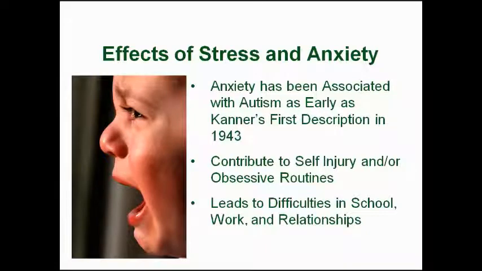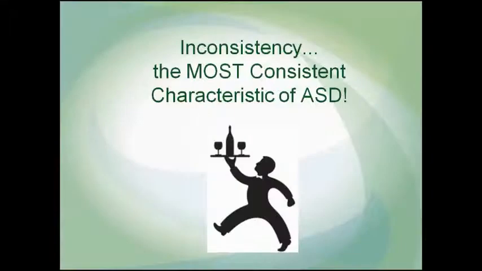So, just as a background, anxiety and stress, which are maybe the outcomes of the inability to self-regulate at times, have been associated with autism since the first definition from Kanner in 1943. Certainly, stress and anxiety is a big piece that can contribute to self-injury, excessive routines, difficulties in relationships.